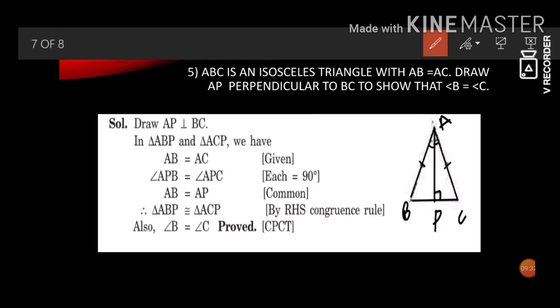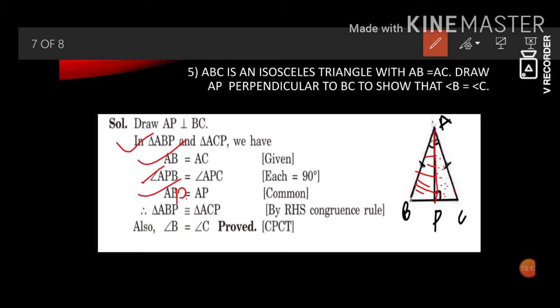So here we will consider two triangles, triangle ABP and triangle ACP. So this shaded one and the dotted one. From these two triangles, we can say that AB and AC are equal, that is given in the question. The angles at P are 90 degrees each, so angle APB and angle APC are both 90 degrees, and AP is equal to AP, that is common. The side AP is common to both the triangles.